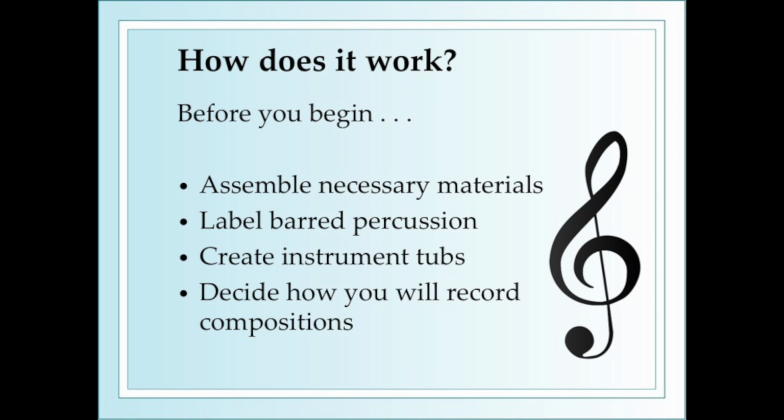Assemble necessary materials: clipboards, composition planning sheets, and pencils. Label barred percussion to help students get the same instruments on day 2 and 3 of the project. Create instrument tubs. To save time and prevent issues, all tubs get similar instruments: one egg shaker, one hand drum, a pair of rhythmic sticks, and a triangle. All materials are set aside and ready to go on day 1.